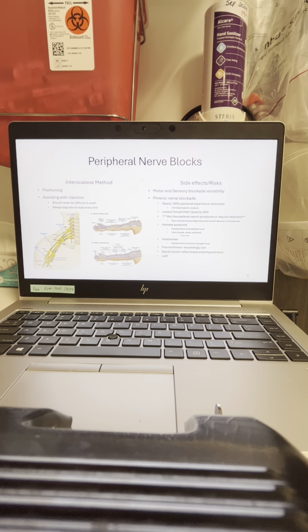Another common one is called Horner syndrome. This can show up often in recovery. Essentially, part of the ganglion in the neck can get blocked if the local travels there, so specifically the sympathetic trunk. That causes symptoms that mimic a stroke.